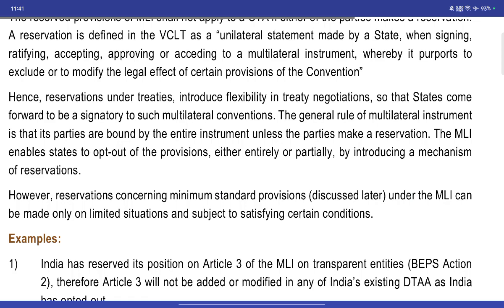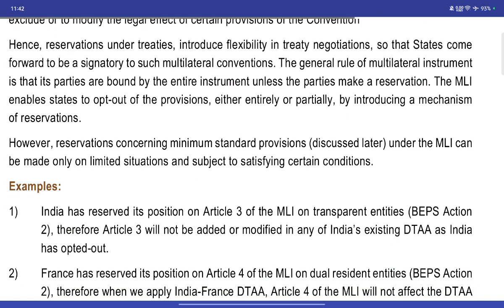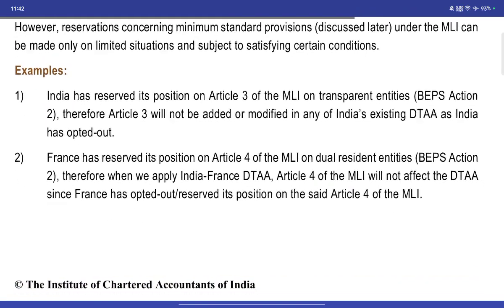The general rule of a multilateral instrument is that the parties are bound by the entire instrument unless the parties make a reservation. The MLI enables states to opt out of provisions either entirely or partially by introducing this reservation mechanism. However, reservations concerning minimum standard provisions, discussed later, can be made only in limited situations, subject to satisfaction of both conditions.